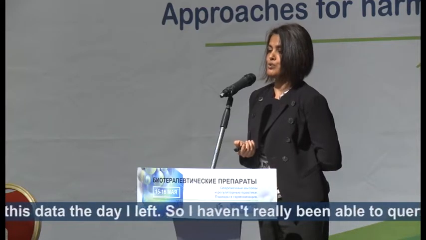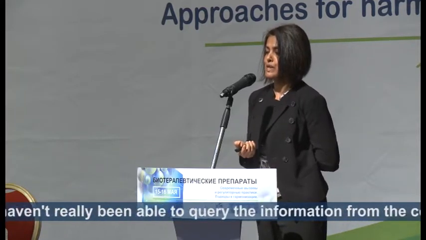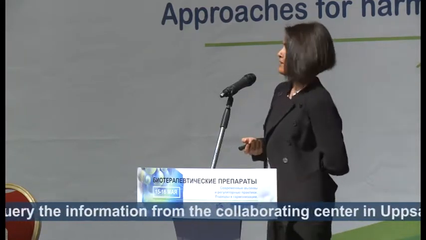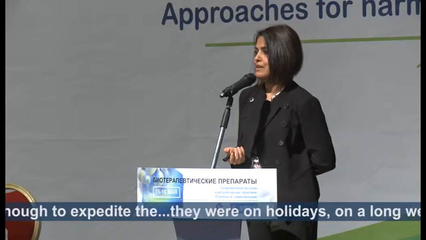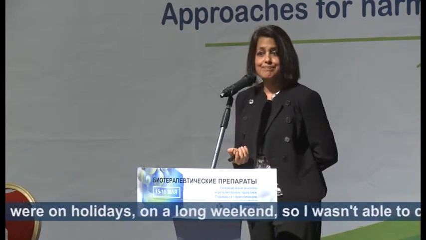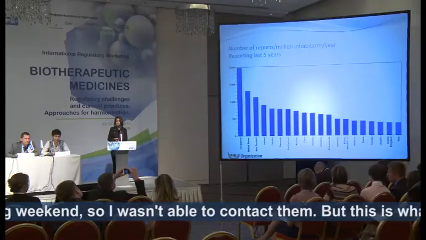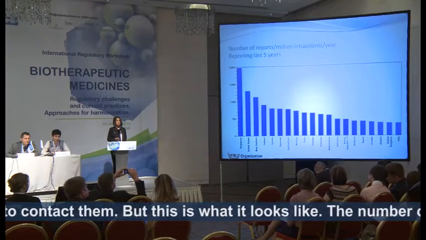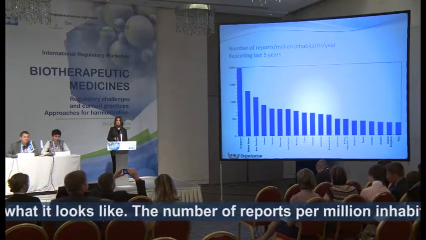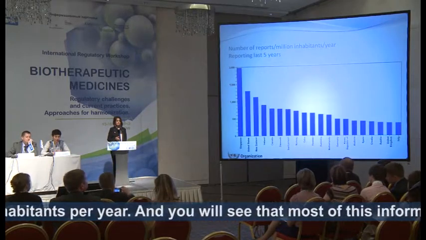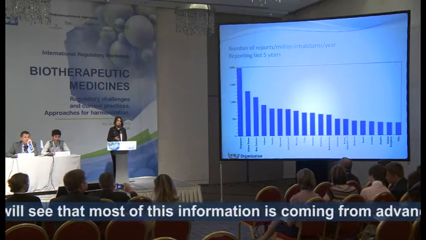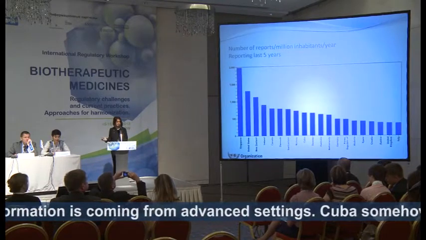The number of reports per million inhabitants per year. And you will see that most of this information is coming from advanced settings. Cuba somehow made it there. That's good for them. But this is the number of individual case safety reports per million inhabitants in the country per year. And this is what we have seen in the database in the last 5 years. This is for all medicines, okay?